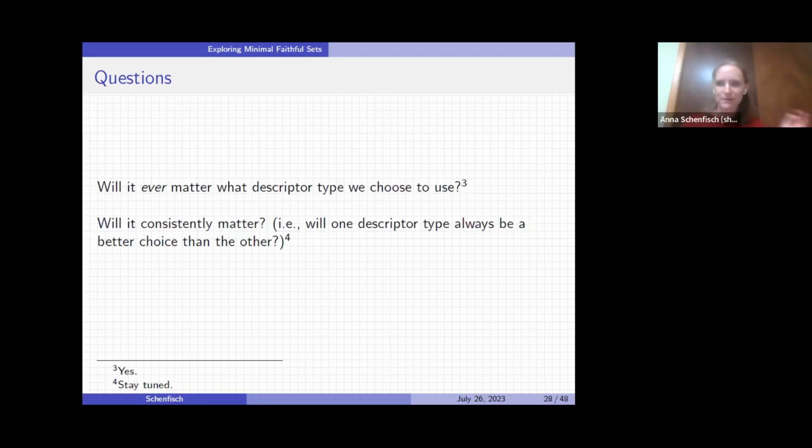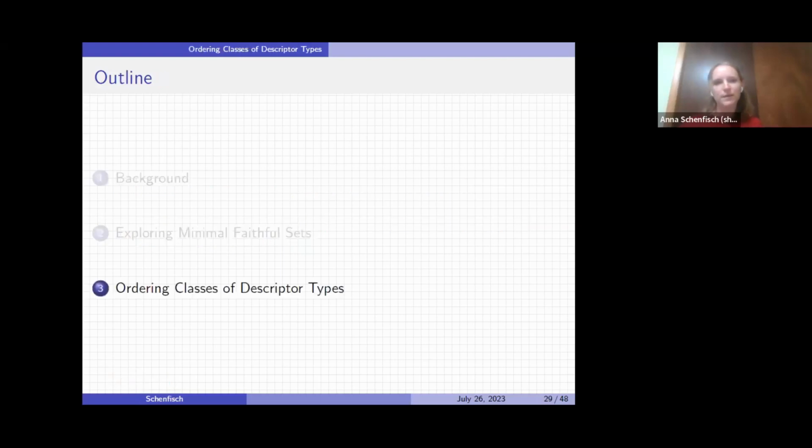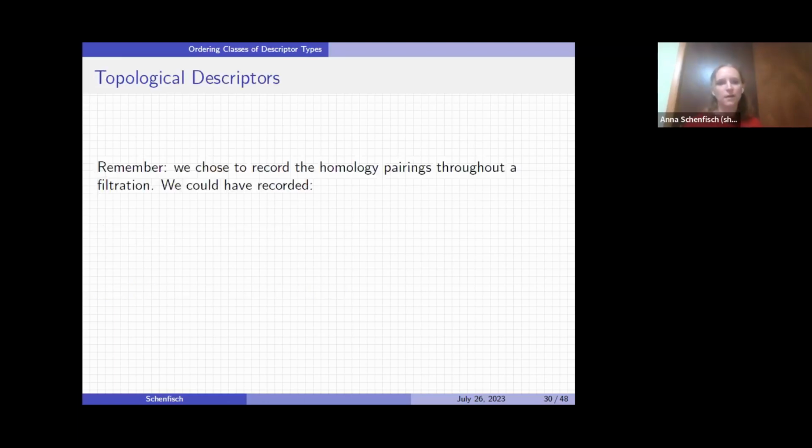Are there certain simplicial complexes where one descriptor type performs better than the other? And that's going to lead us into our next section: ordering classes of descriptor types. All right. Okay, so remember, in what came before, we were talking about persistence diagrams.